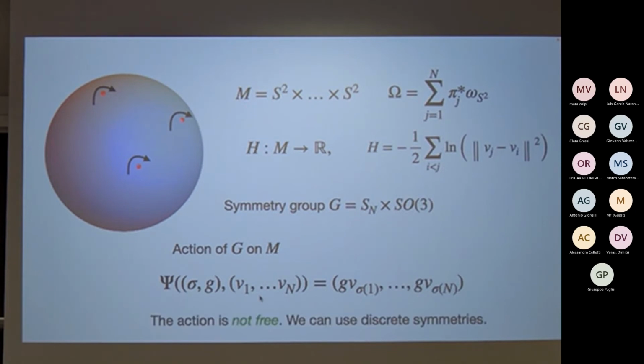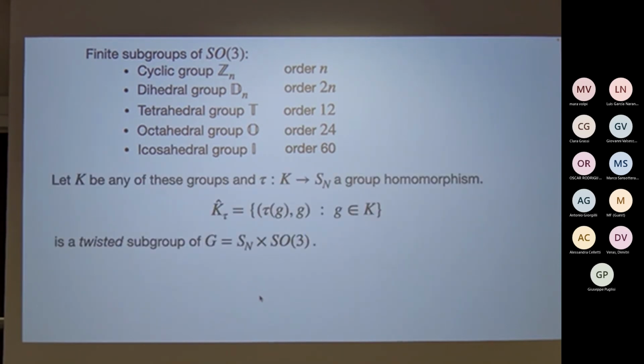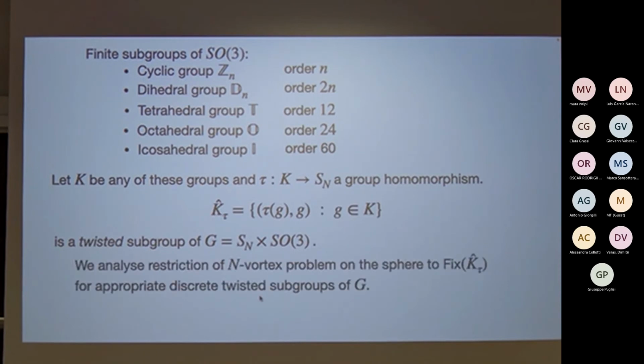Now this action is not free, which is the reason why we can use discrete symmetries. The groups K that I'm going to pick, in the way I described before, are built out of finite subgroups of SO(3). These are classical subgroups. If you pick any of these subgroups and you have a homomorphism from this subgroup into the permutation group, then you can look at the graph of this homomorphism, and this happens to be a subgroup of G, which is a twisted subgroup. That's what it's called. So the strategy is to pick fixed points of this twisted subgroup.